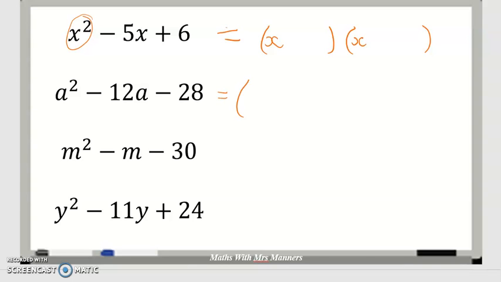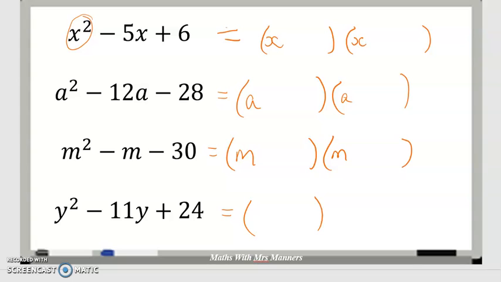And if your bracket has an a squared at the beginning, then your starters have to be a and a. If it has an m squared, your starters have to be m and m. So you've already halfway filled in the answer, really. And if you've got a y squared term, then your starters will be y and y.